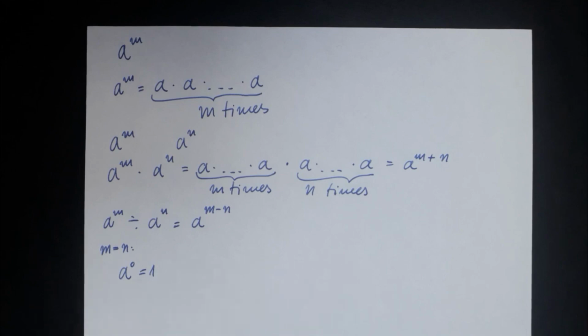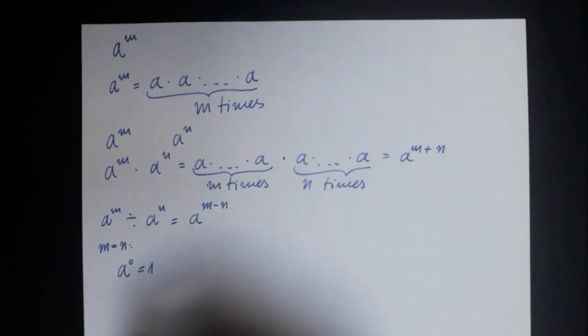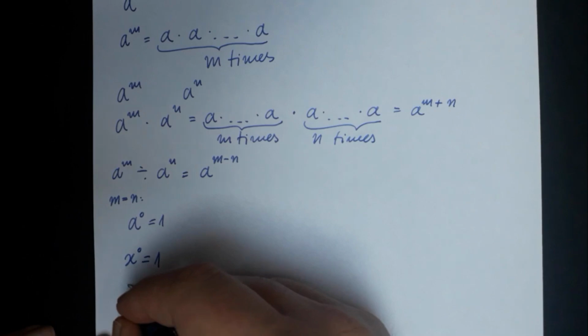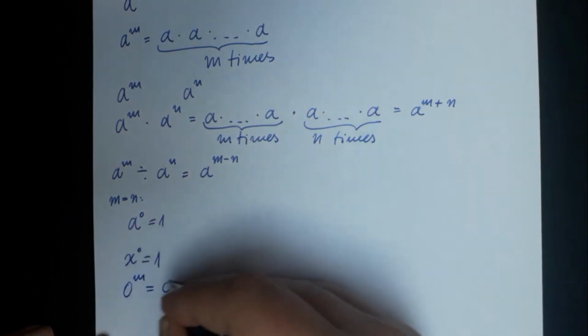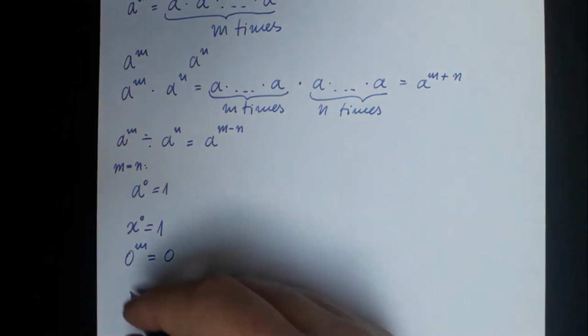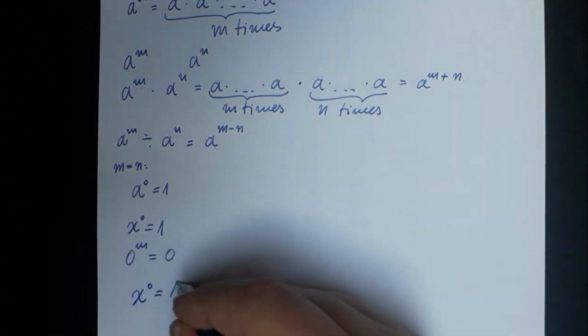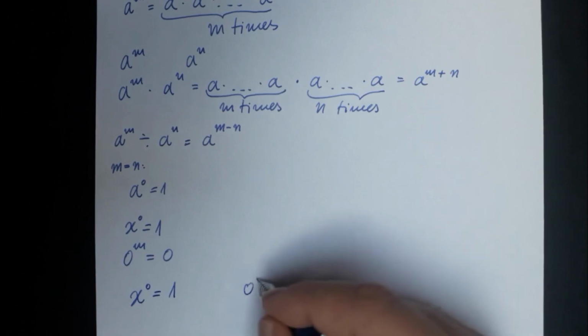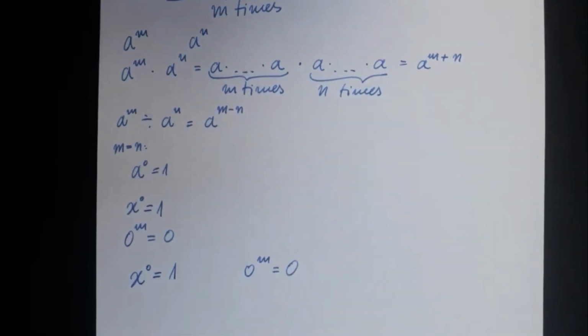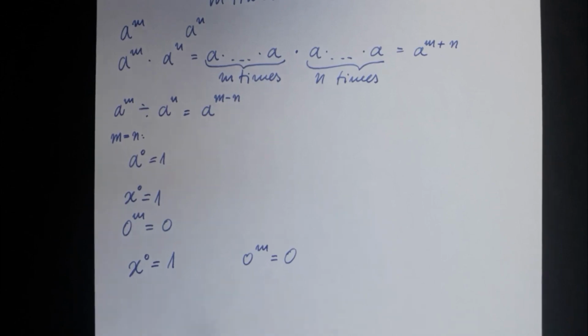We have said that for any number x, x to the power 0 is equal to 1. 0 to the power of any number is 0. So what we have here is that x to the power 0 is equal to 1 and 0 to the power m is equal to 0. So what happens when you put these two together?